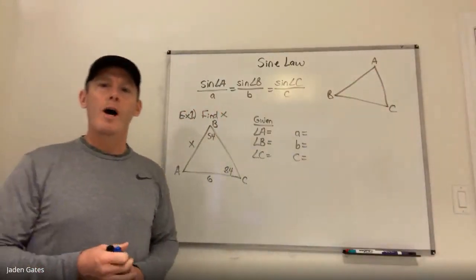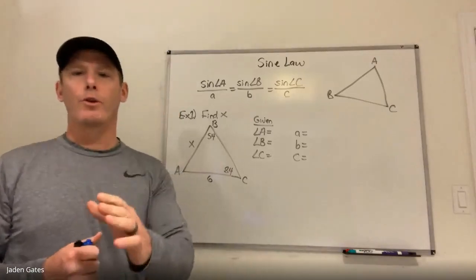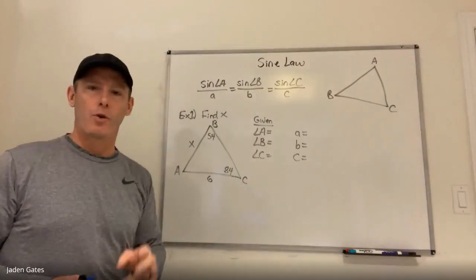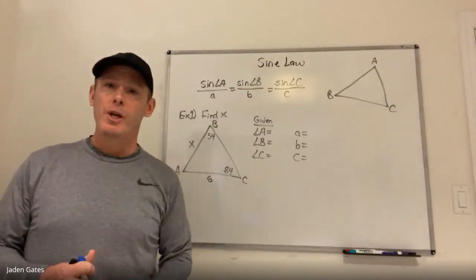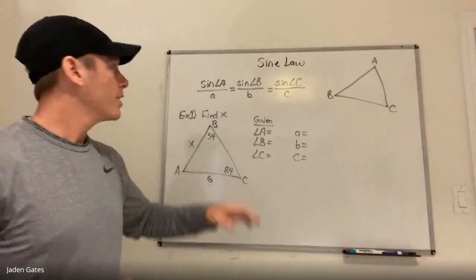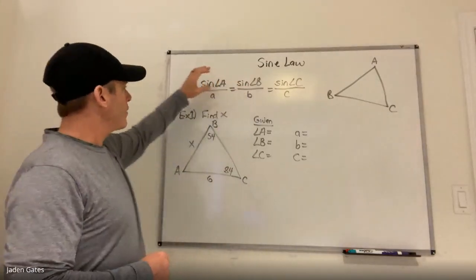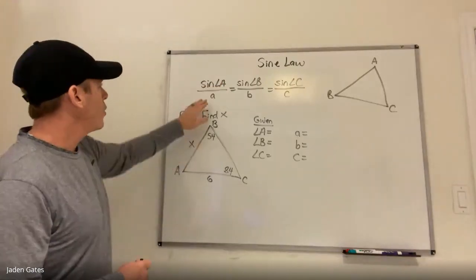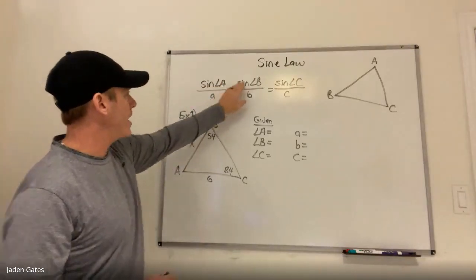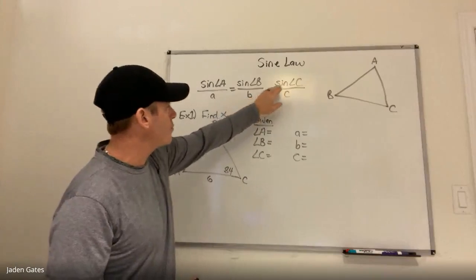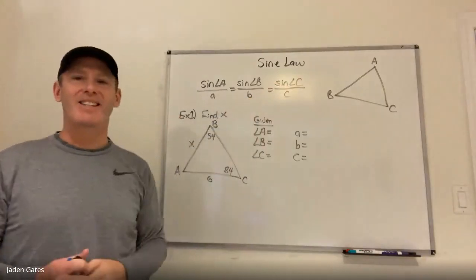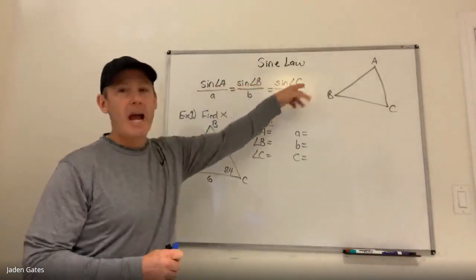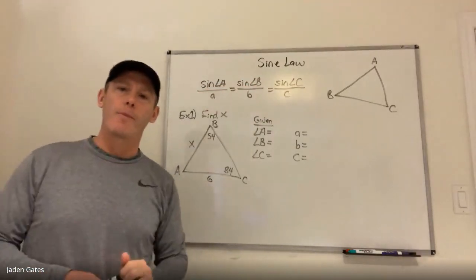All right, so we're moving on with trigonometry, and now what we're looking at is getting into triangles that are not right triangles. The first thing we're going to use to solve non-right triangles is the sine law. The sine law is sine angle A over side A, sine angle B divided by side B is equal to sine angle C divided by side C.